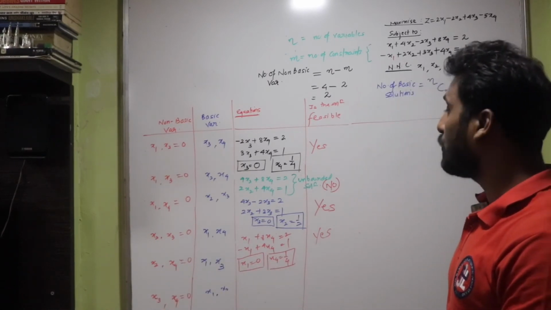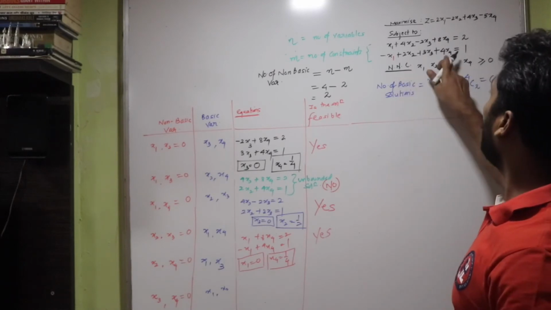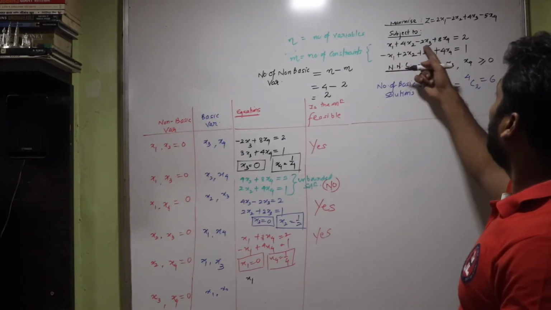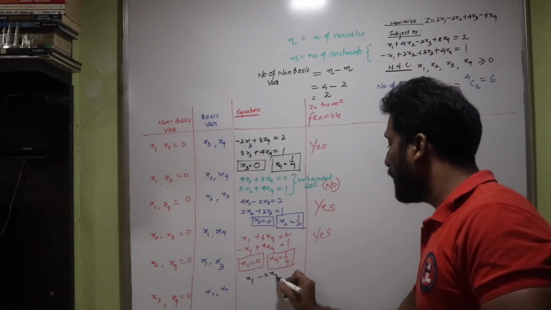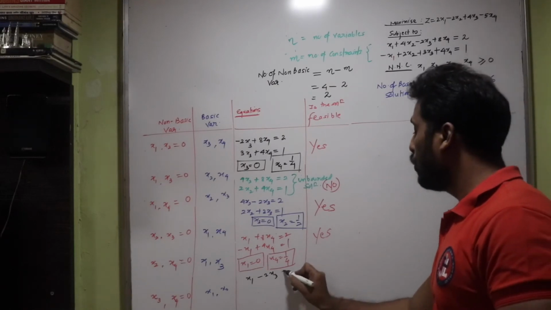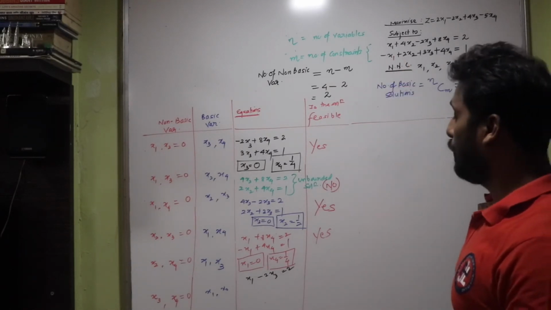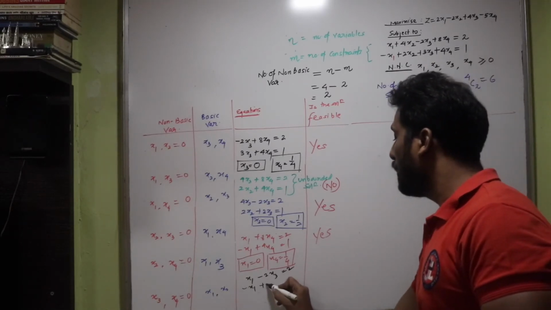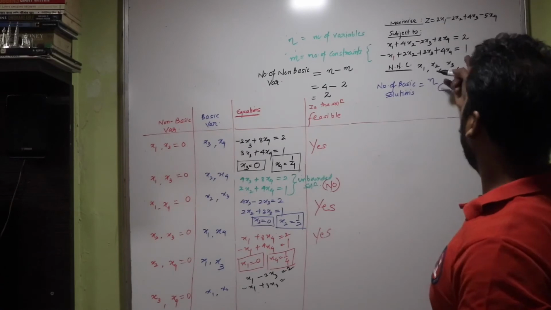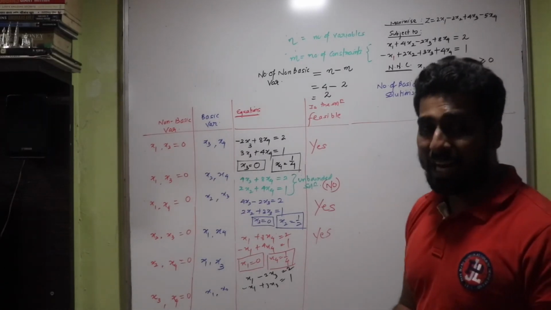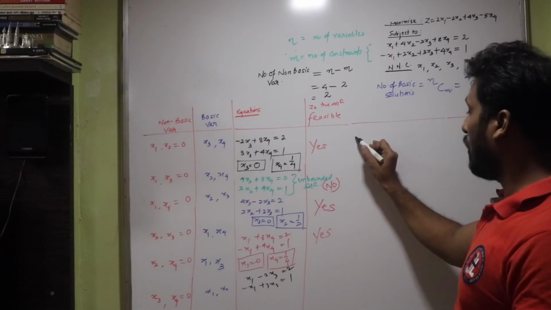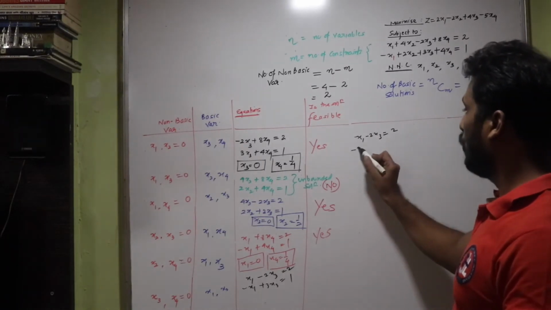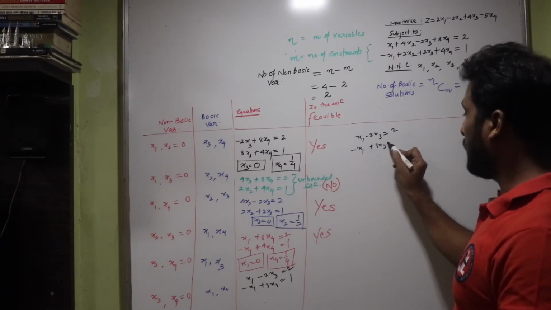So I'm going to write x2 and x4 as 0. When x2 and x4 become 0, I get x1 minus 2x3 is equal to 2, and the second equation is going to be minus x1 plus 3x3 is equal to 1. So these are the two equations. Again I want to solve them simultaneously: x1 minus 2x3 equal to 2, minus x1 plus 3x3 is equal to 1.